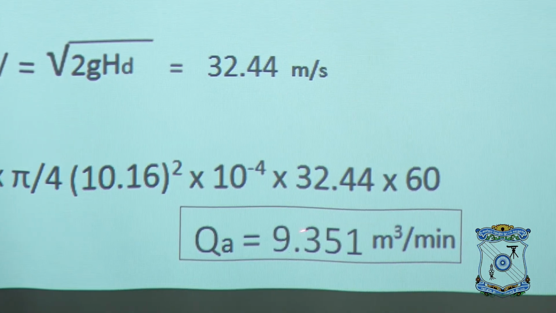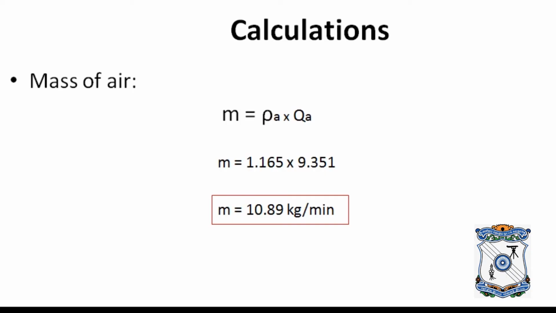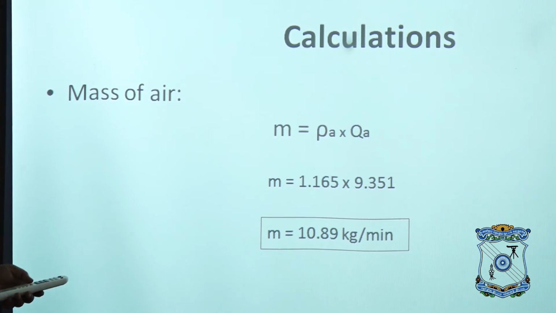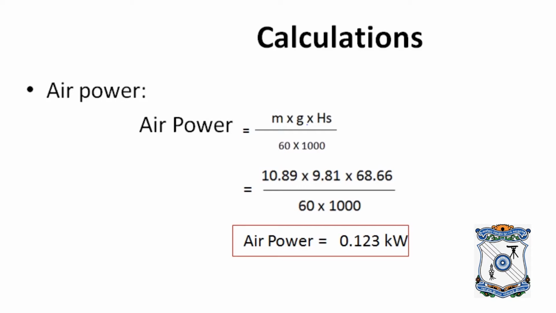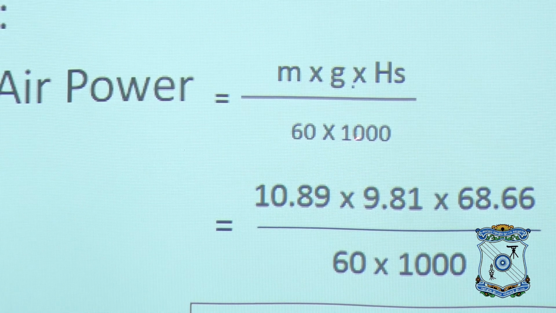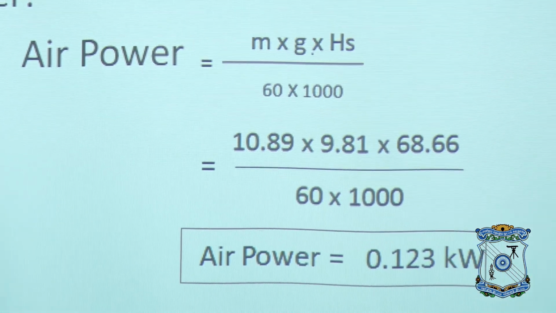You will get the actual discharge in terms of meter cube per minute. Then the mass of the air, so density rho_a into Q_a. If you multiply these two, you will get the mass of air in kilogram per minute. And then the air power: you know the value of the mass, and then the gravitational constant and static head, divided by 60 into 1000. You will get the value of air power, which is one of the performance characteristics.